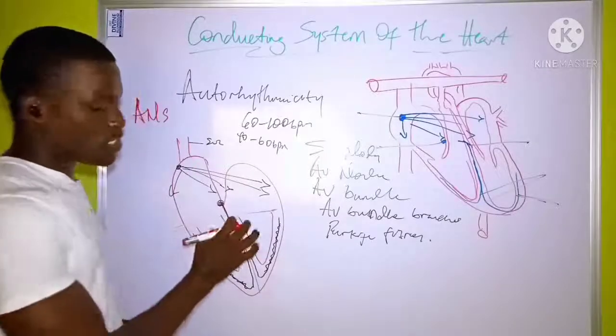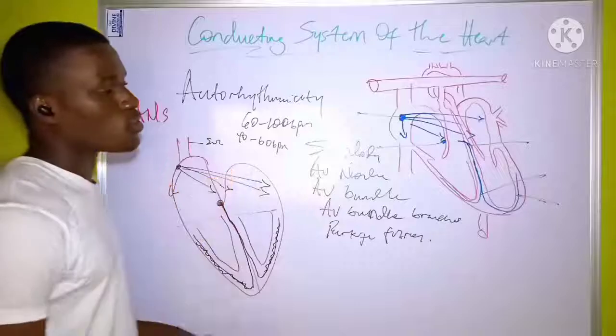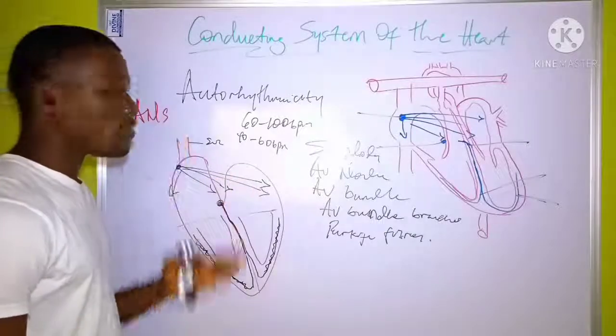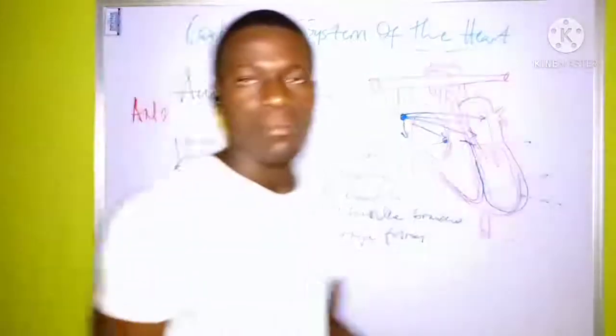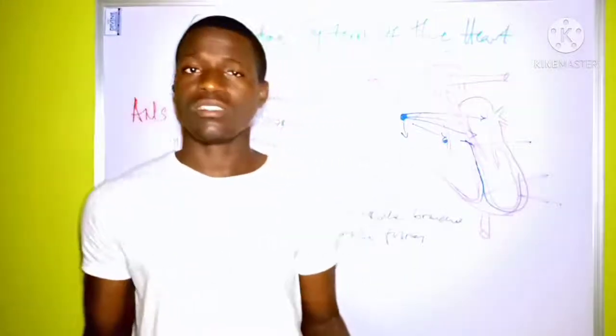Remember, the impulses are generated from the heart, but the rate at which it occurs might be influenced by the nervous system or endocrine system, and this will bring us to the end of the conducting system of the heart.